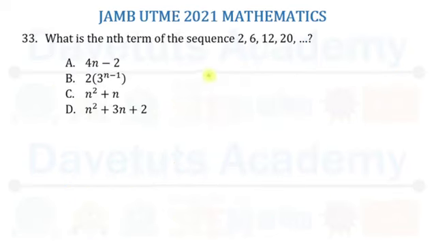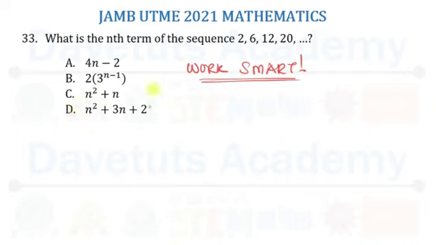In this question on sequence and series, we are asked to find the nth term of the sequence 2, 6, 12, 20, and so on. Again, this is a classical example of a question in which we need to work smart, because we need to deduce the formula for the nth term, and we have all of these terms.